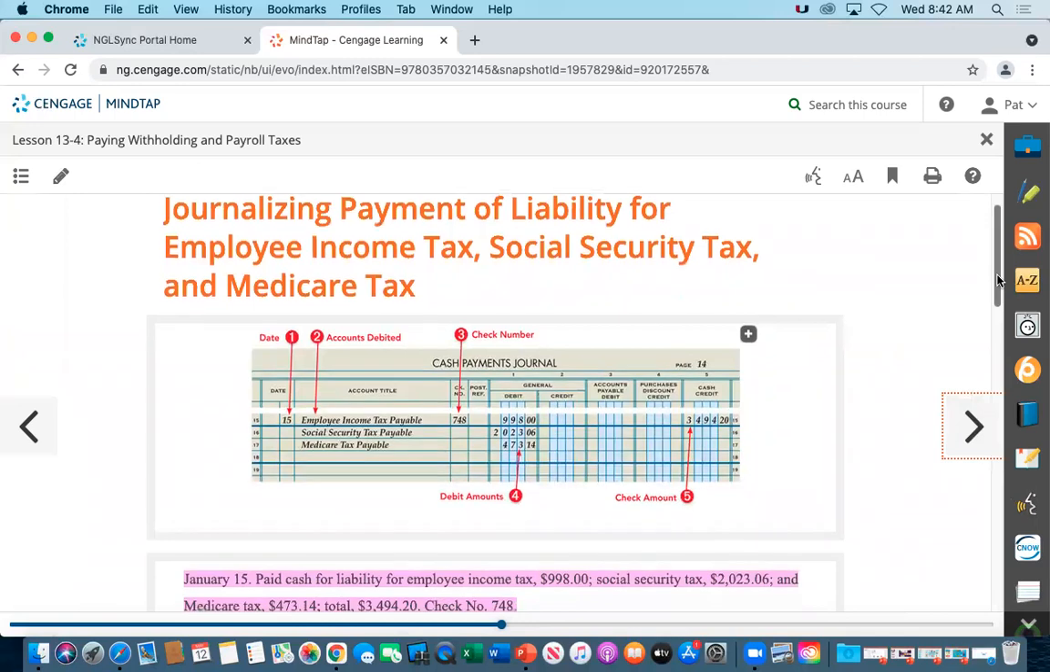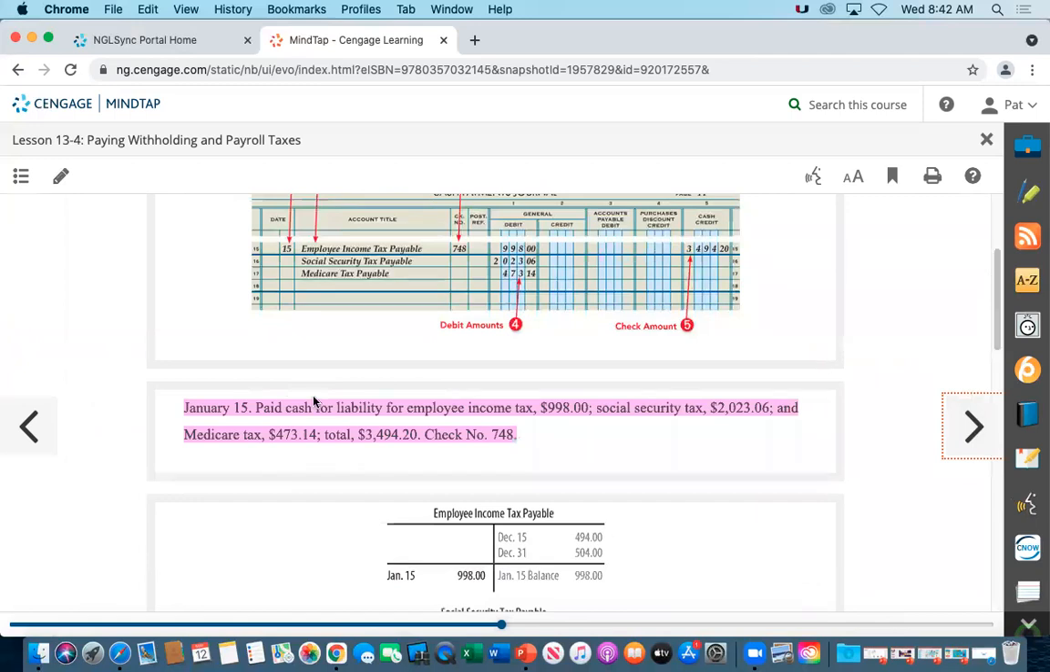All right. Generally, this is payment of the liability for employee income tax, Social Security, and Medicare. It tells us right here, paid cash for employee income tax, $980, Social Security, gives us these numbers. Okay, now it's not all easy like that. Sometimes we will be given, so employee income tax, hopefully you are starting to understand, the employee income tax number is the one that we use these sheets for.